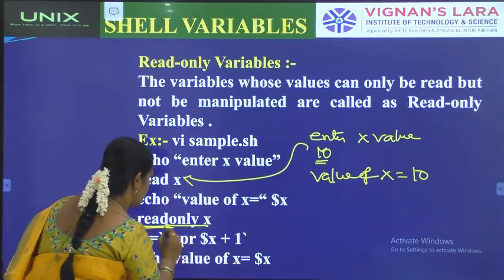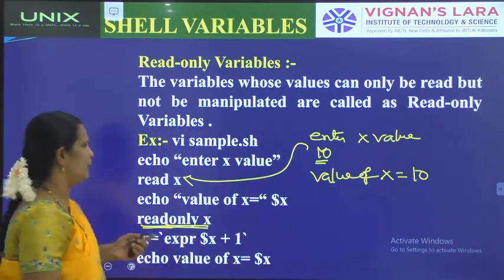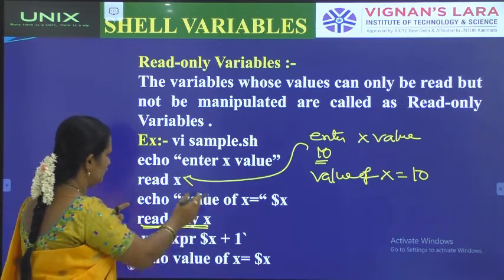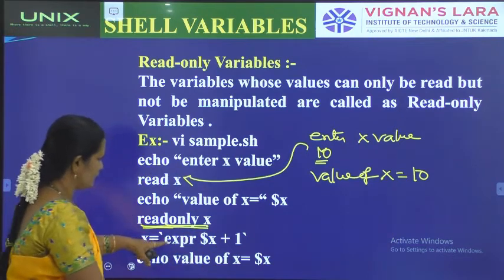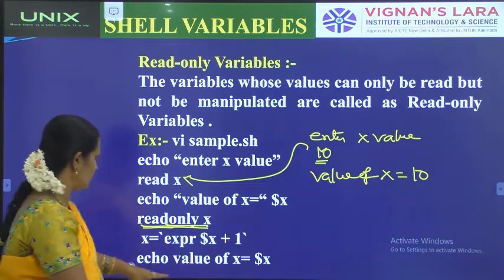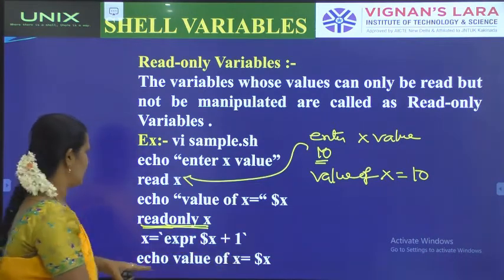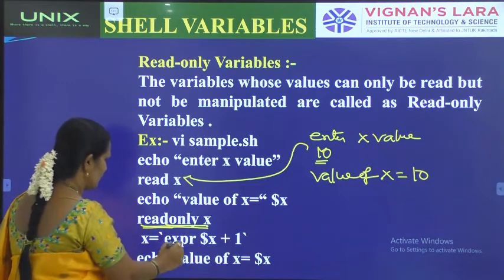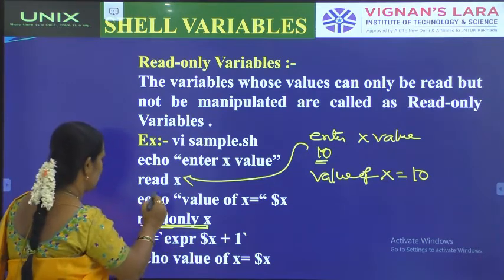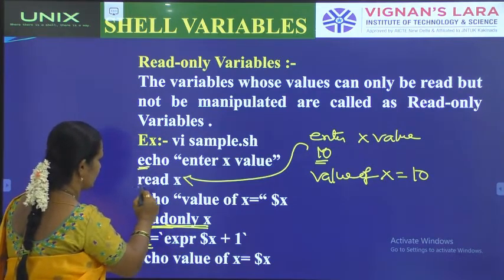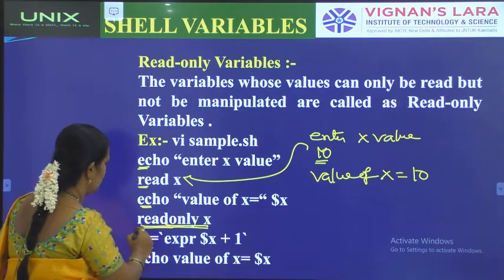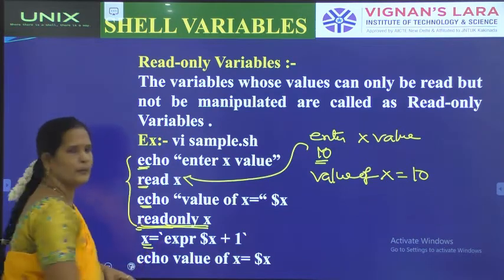Read only x means we cannot manipulate. Observe in which line it is available. Next statement is x is equals to expr $x plus 1. Next echo space value of x is equals to $x. It will show the error. In which line is x value incremented? Observe. This is the first line, second line, third line, fourth line. After this, there is no error.